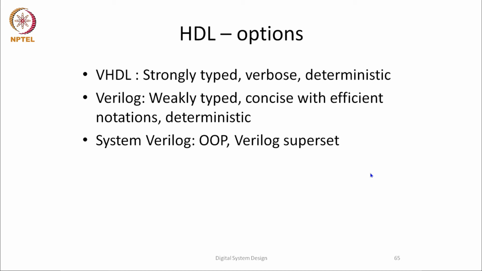Deterministic: all the languages have to be deterministic, meaning that whatever function is being specified, it will always behave in the same way. So the result would always be deterministic. If you run it once, twice, thrice, it will always give the same result.